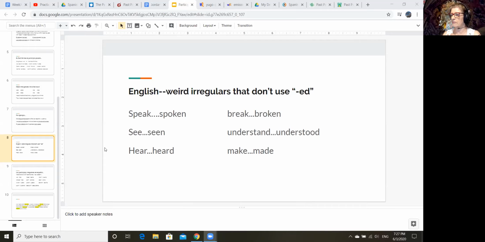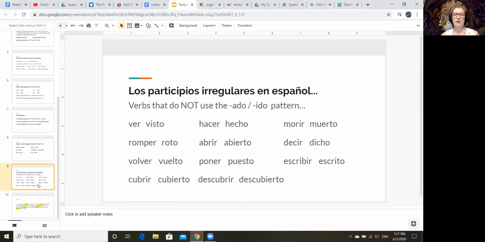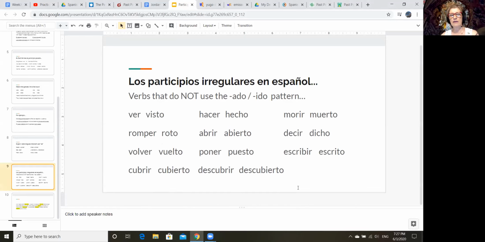Hey, this souvenir is maked in Japan. No, made in Japan, right? So we've got lots and lots and lots of irregulars. There aren't that many irregulars in Spanish, but the ones that are there are pretty commonly used words.